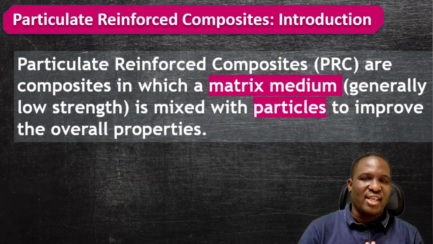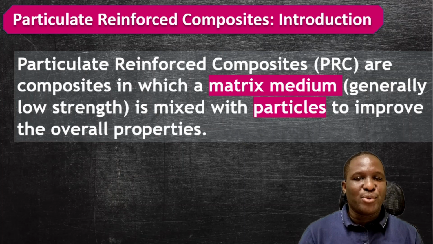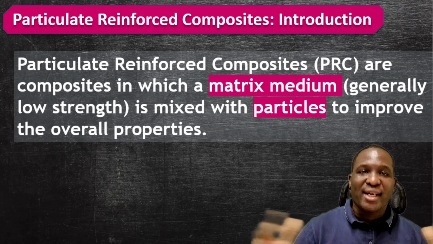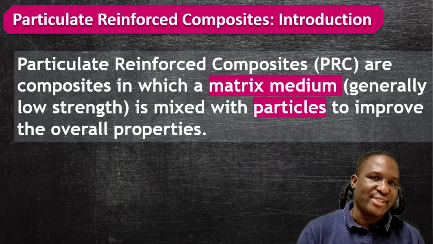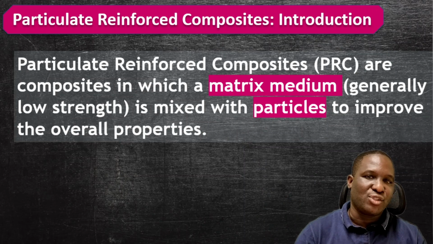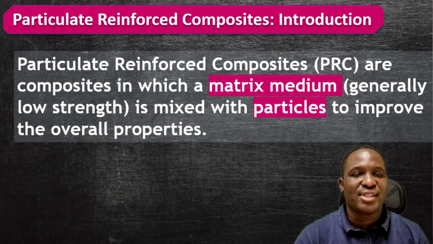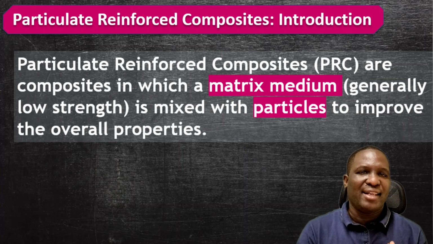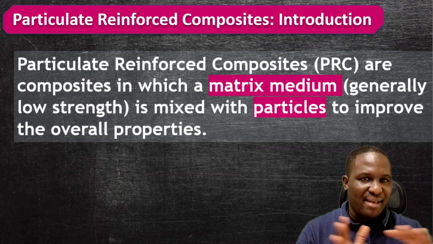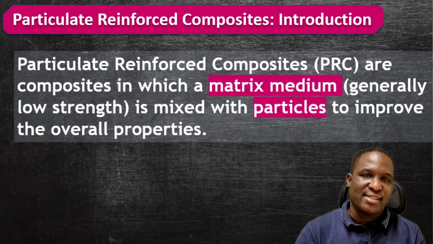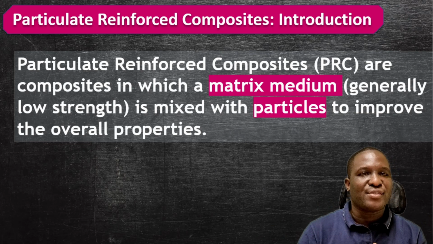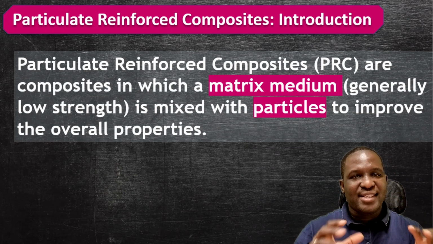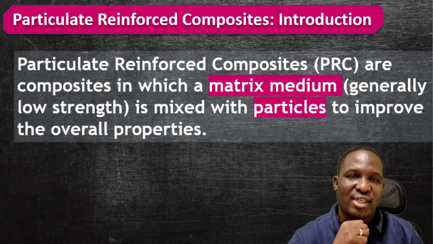I've given a definition here saying that these are basically composites in which a matrix medium, generally with a low strength, is mixed with particles to improve their overall properties. That's the very classic definition of a particulate reinforced composite: a matrix medium reinforced with particles. This is different from laminated composites, where you have fibers oriented along the main axis of loading, or maybe a textile composite where the inclusions are woven. In this case, you have particles that are distributed within the domain.